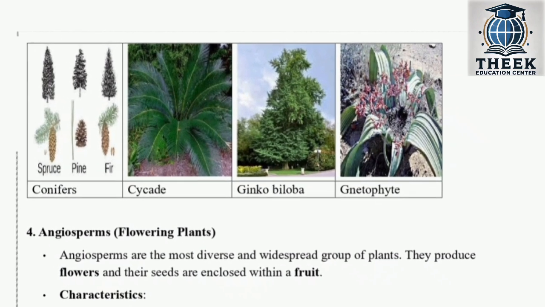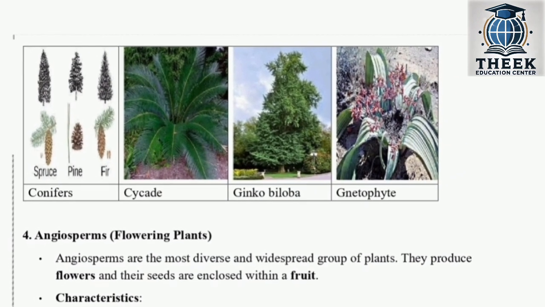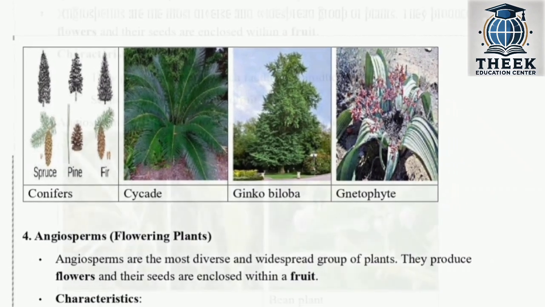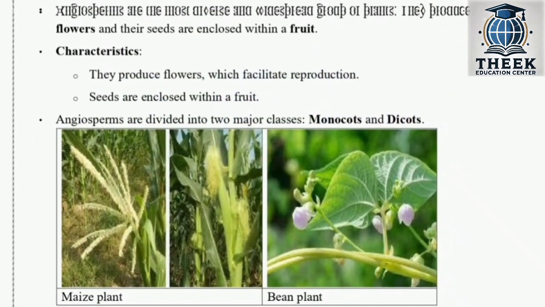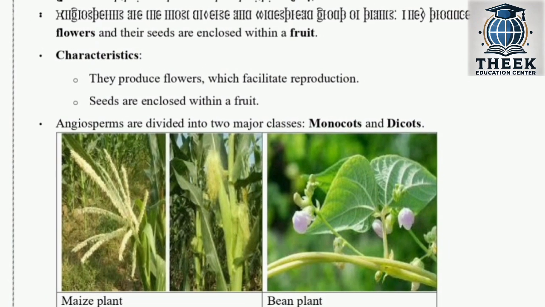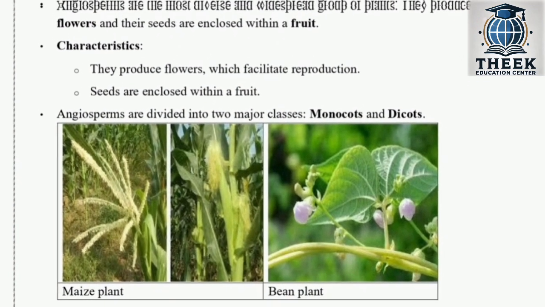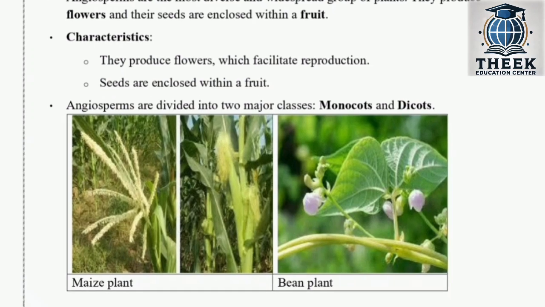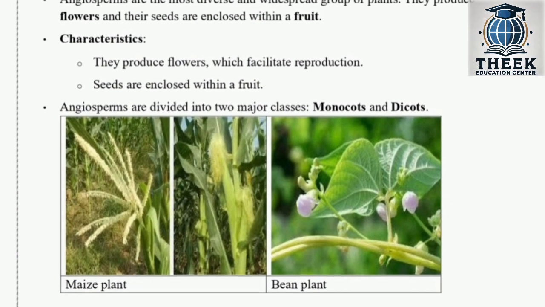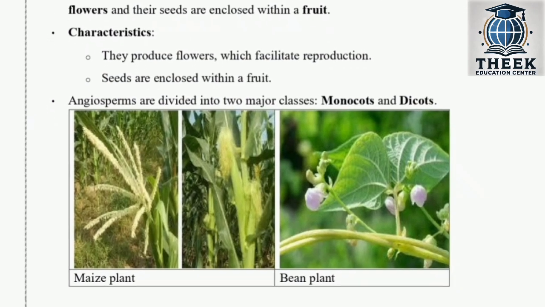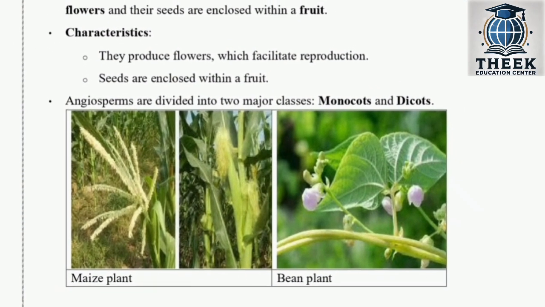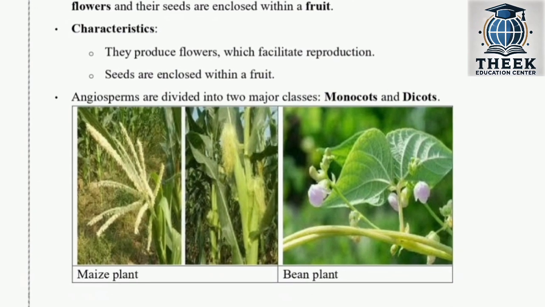One of the major features that identify this type of plants: 1, they produce flowers. 2, their seeds are enclosed within a fruit. For example, a good example here is the mango. A mango fruit, its seed is enclosed inside that fruit. The seed is enclosed inside the fruit.